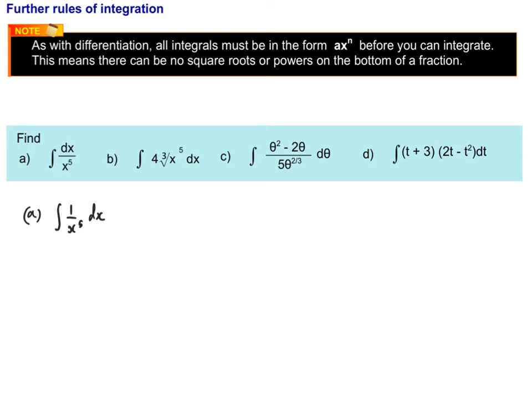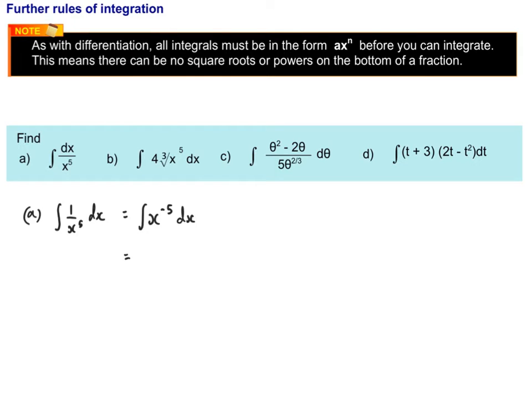I need to use my laws of indices, my rules of indices. So I am integrating x to the negative 5 with respect to x. So the x has come up to the top of the fraction, and as it's done that, the 5 has had to change to a negative 5. I've still got my integral symbol because I haven't done any integration yet. All I've done is prepared it for integration.